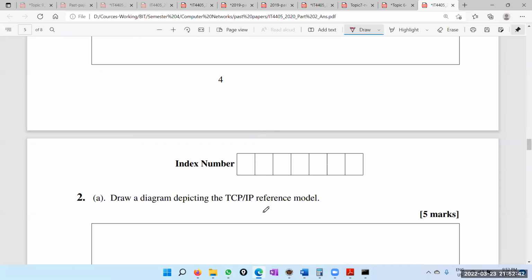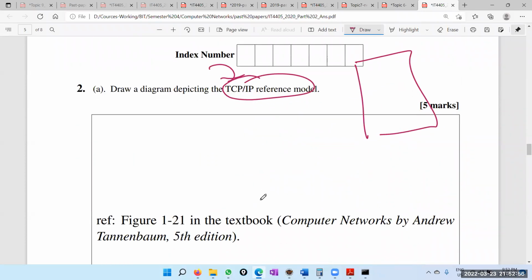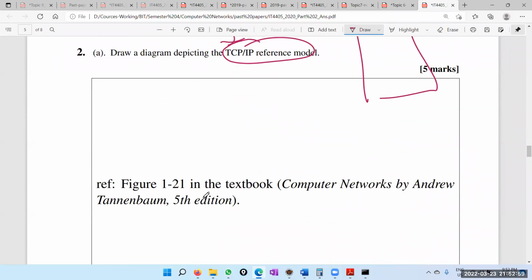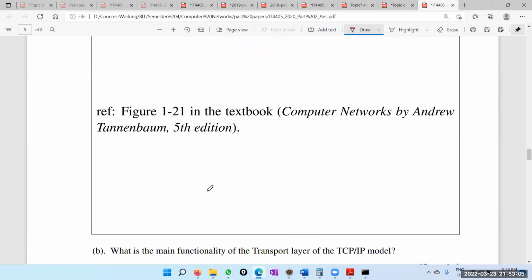Draw a diagram depicting the TCP/IP reference model. So that means you just have to draw the TCP/IP, not the OSI model. Remember, TCP/IP is the simplified model, right? They have not even mentioned it. They just say refer to this particular diagram in the reference book. So what should be the diagram?